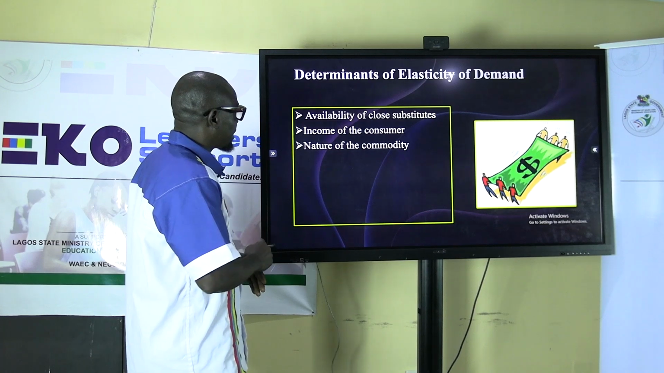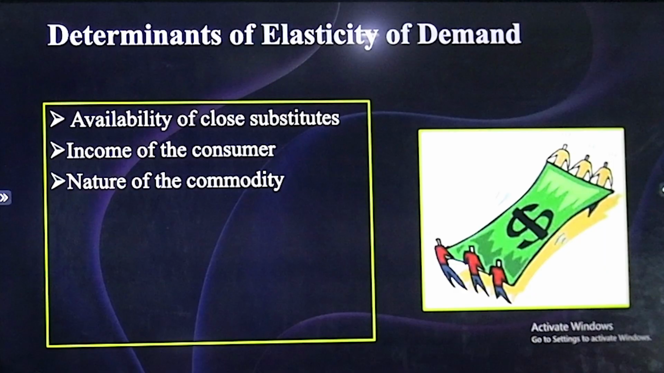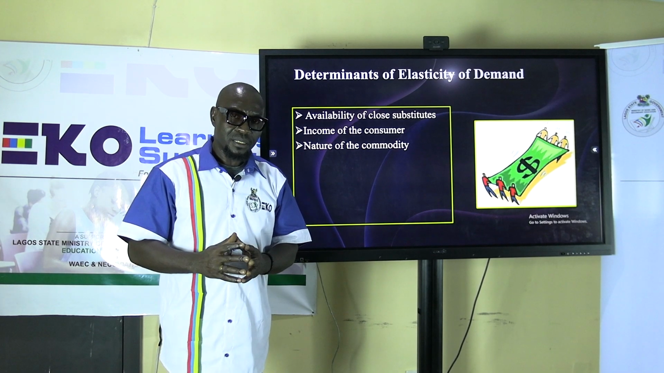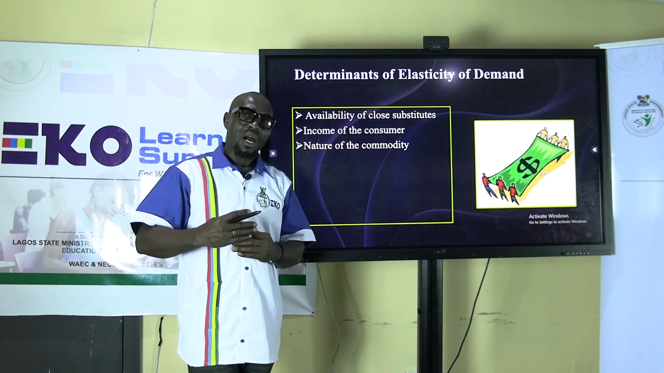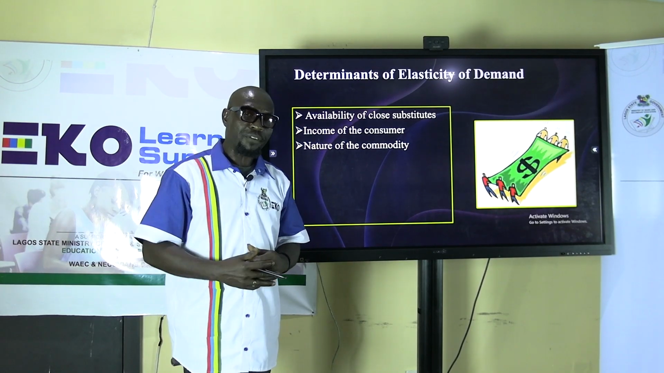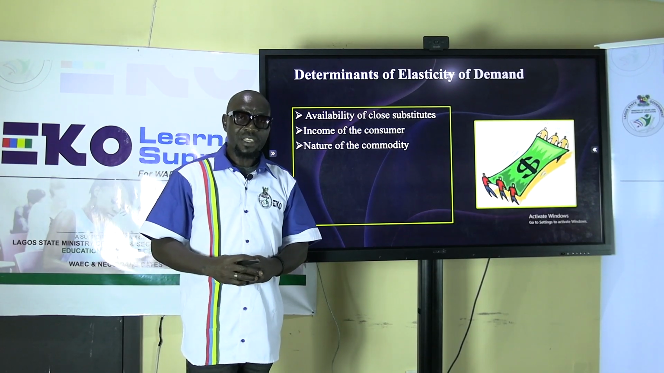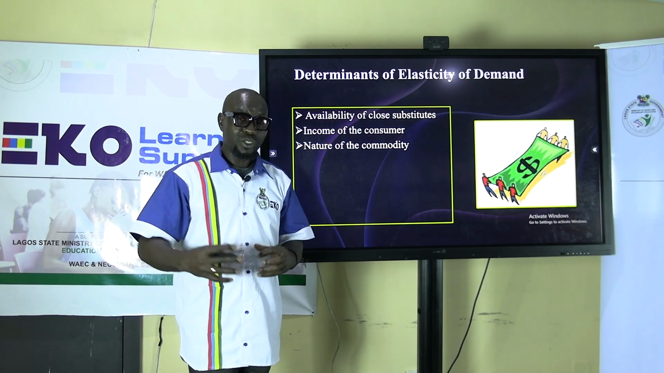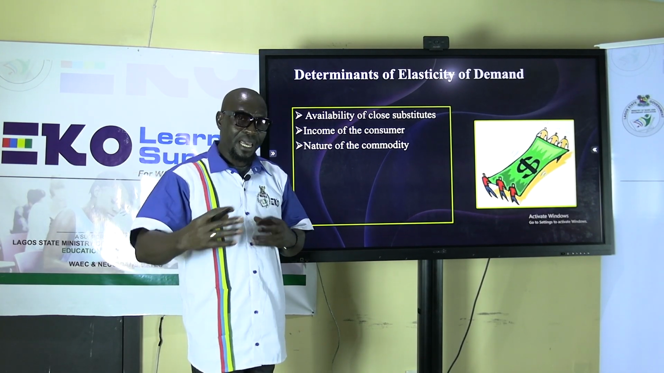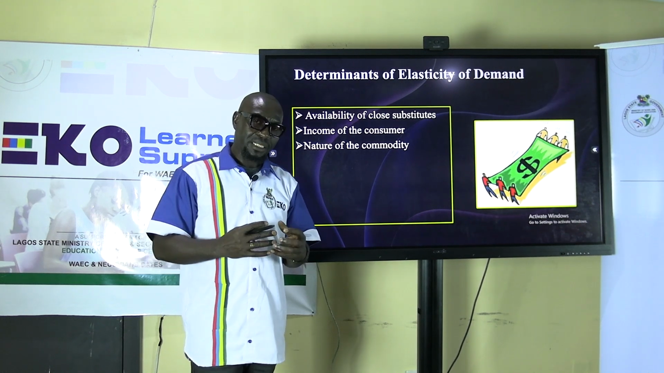The next is the nature of the commodity. What type of commodity is it? Is it a product that is durable, or is it a product that you use and change often? That also determines elasticity. Meaning, for how long can you use it? How often do you have to buy it? So the nature of the commodity determines whether your response to it is high or low, elastic or inelastic.